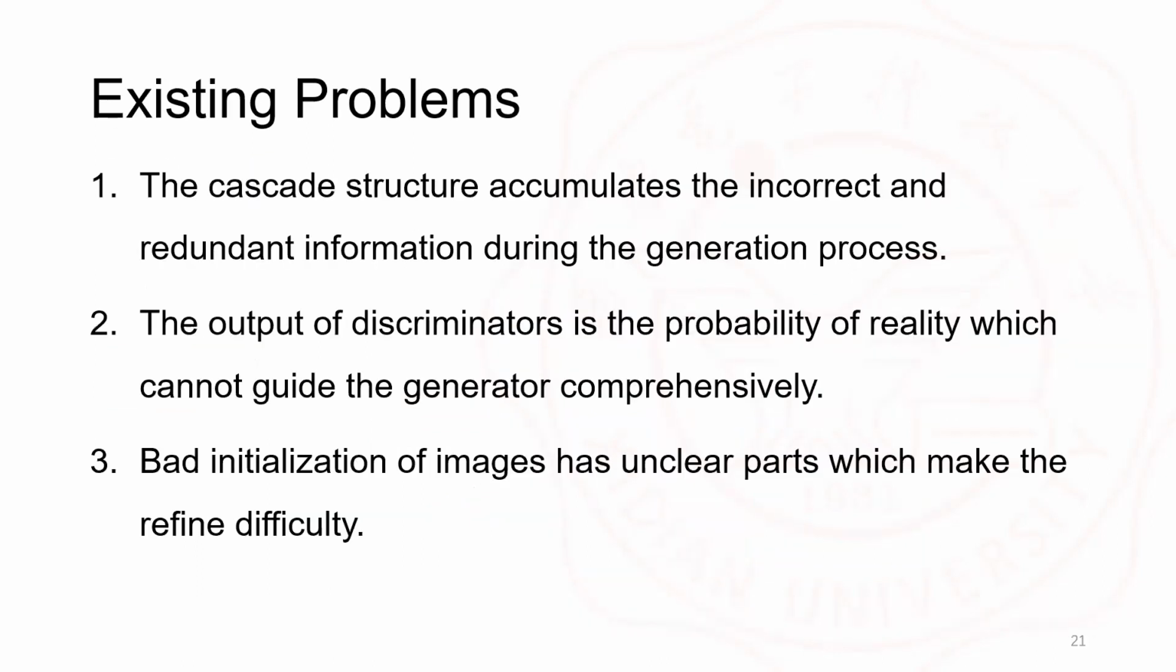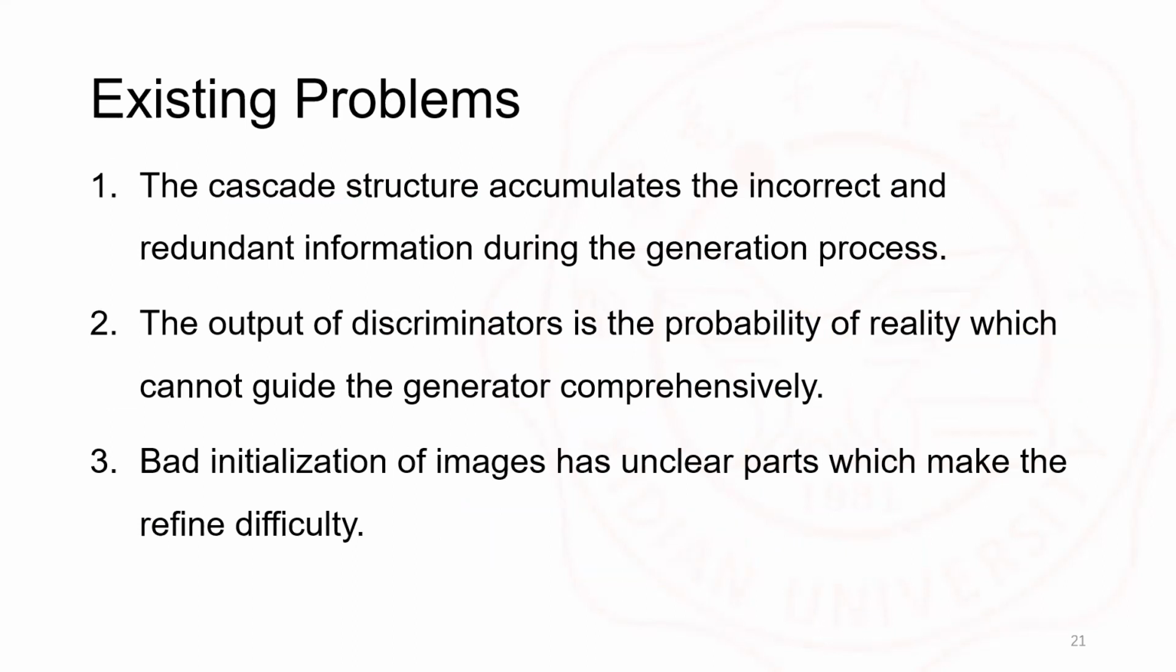As mentioned above, there are still 3 issues in the multi-stage structure. First, the cascade structure accumulates incorrect and redundant information during the generation process. Second, the output of discriminators is a probability, which cannot guide the generator comprehensively. Finally, bad initialization of images with unclear parts makes refinement difficult.